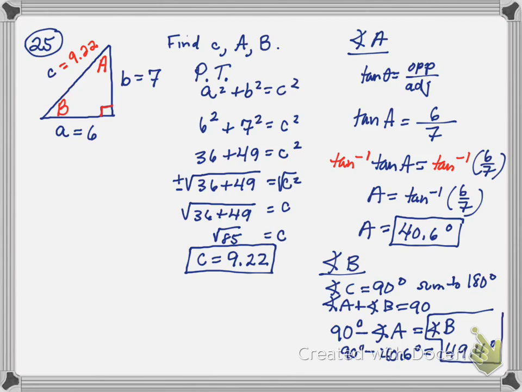So angle B is 49.4 degrees. So we just established the answer, and we can check it, because if I add 40.6 plus 49.4, I should get 90 degrees. And I know that it's okay. All right, and that's it for number 25.